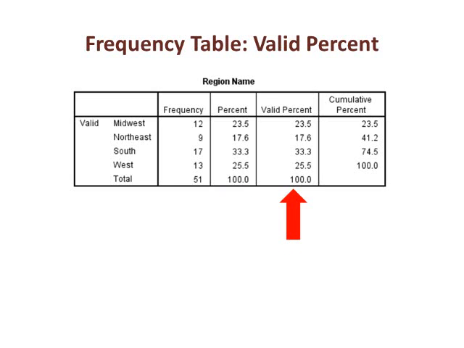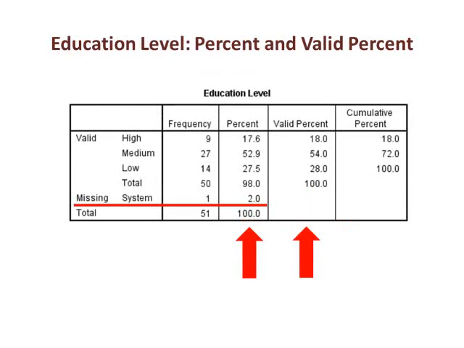The valid percent column used the total number of non-missing observations for the percent. In the case of region name, the percent and valid percent columns are the same. This situation does not always occur. Education level is an example where the percent and valid percent columns are not the same because data from the District of Columbia is missing.